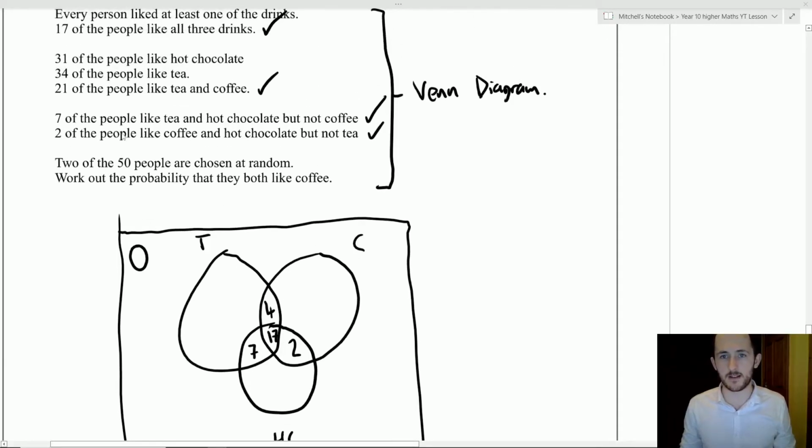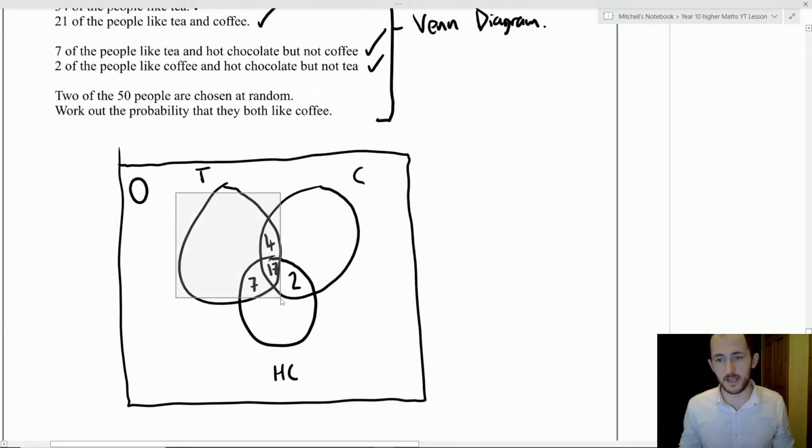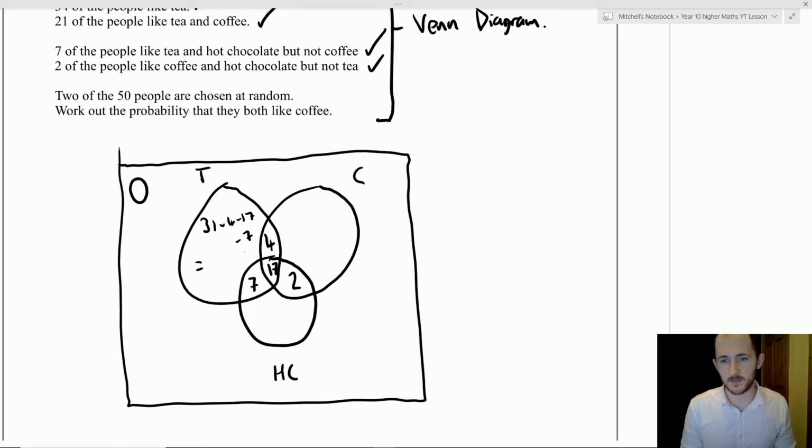The next thing we realise is, let's look at the number of people that like tea. So 34 in total, right? So everyone in this circle here should add up to 31. Okay? So the number in here is going to be 31 minus 4 minus 17 minus 7. Okay? So 7, 17, that's 24, 28. So that's going to be 3.